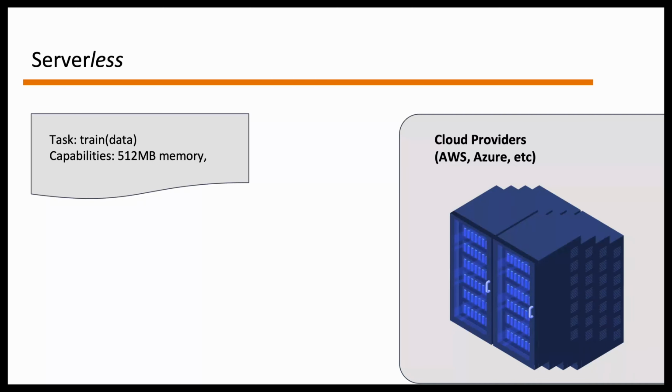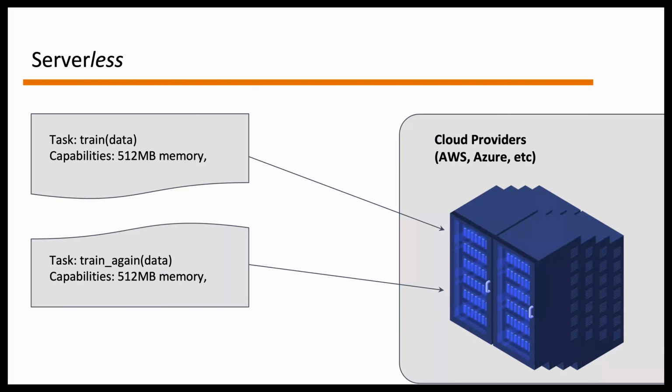So let's say you have a task that trains the data, and you're also telling that this task will require at least a minimum of 512 MB of memory. You submit this task to the server that will do the job for you. This also provides a plus advantage of not worrying at all about the infrastructure of the server, how it will run, and especially how it will manage the load.